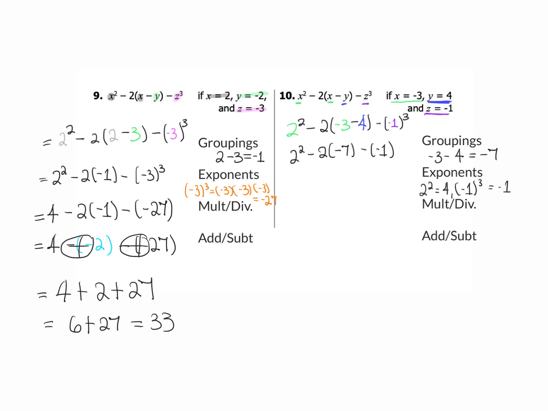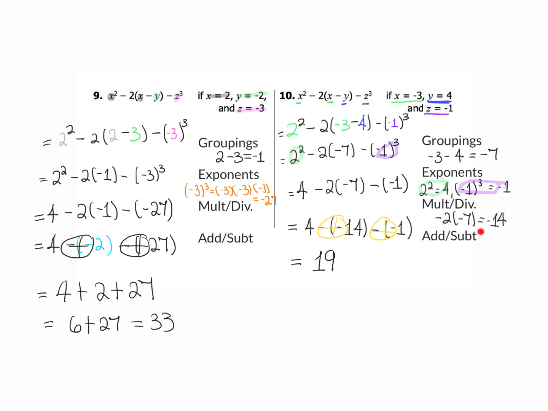Now we have our exponents. 2 squared is 4, and -1 cubed is -1. I just highlighted that. Now evaluate using multiplication. Change our double negatives to positives, and then we just add. And our answer is 19. And I just rewrote this -14 right here from before. That's why we rewrote it like that.